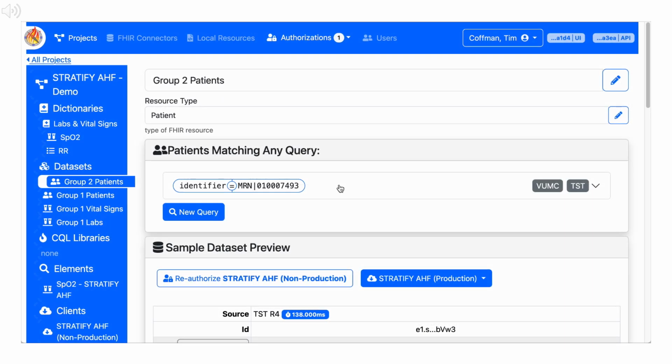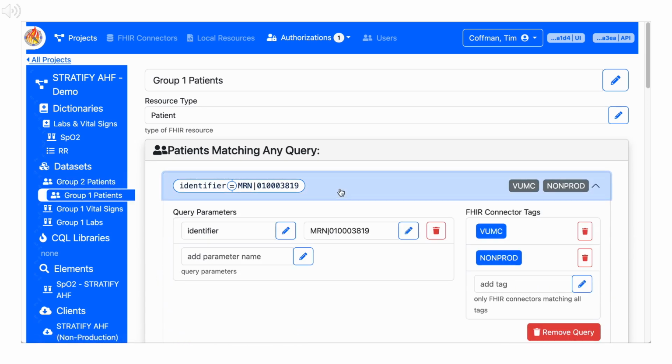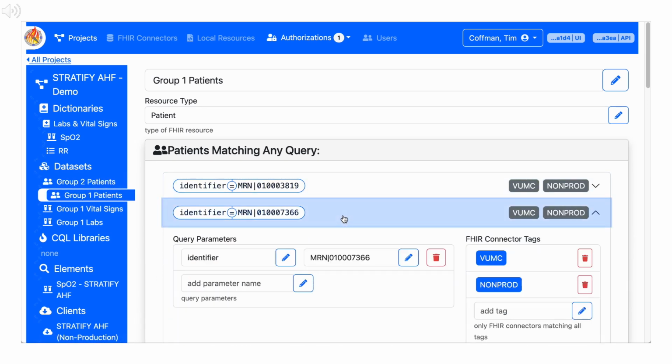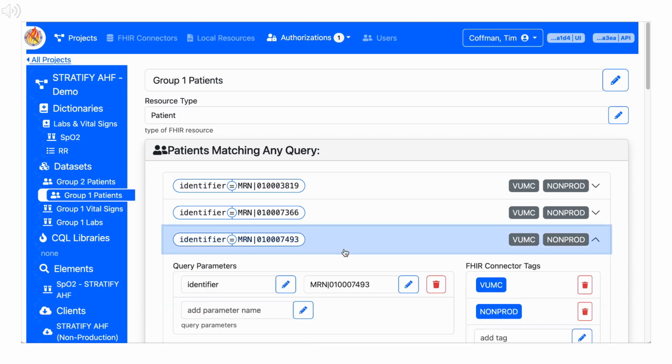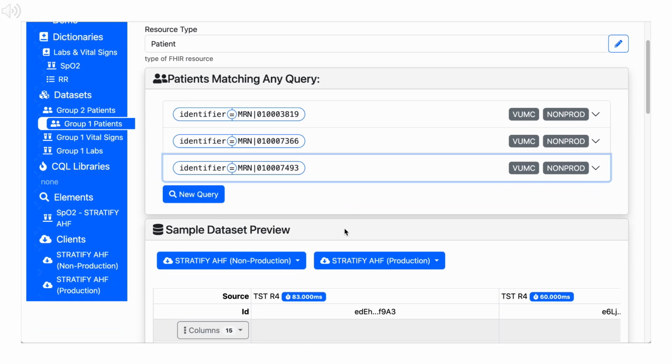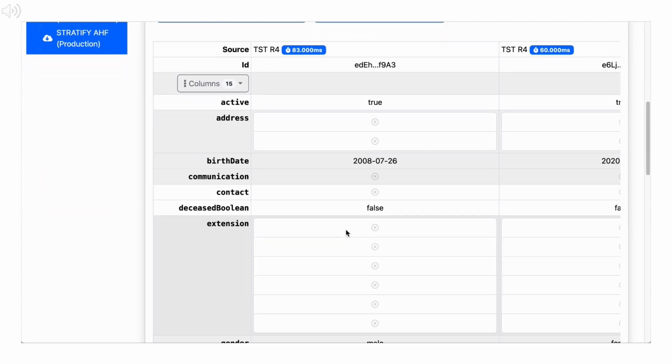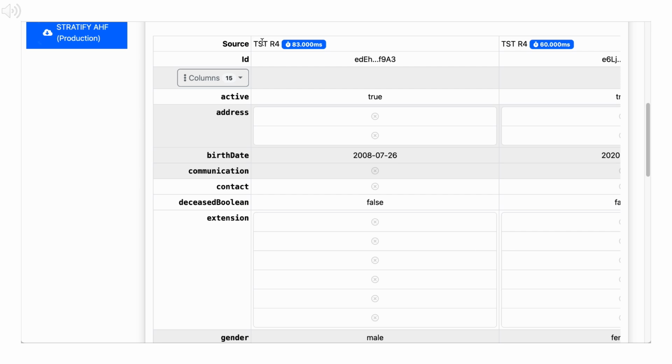A sample dataset is a collection of multiple resources of the same type, so additional patient resources can be included. The preview automatically updates to retrieve all the new resources, and it displays data elements side by side for comparison, showing only elements where at least one of the resources has a value.